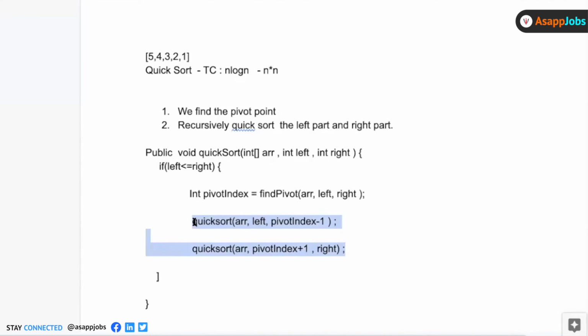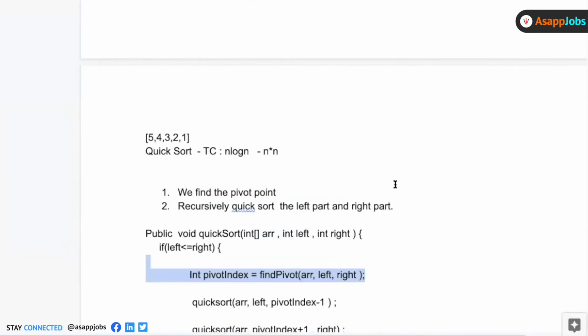Since it's not getting divided into two halves every time, the partition will also take linear time, and the quicksort will be called linear times. So the total time complexity will become n square in that case, right?